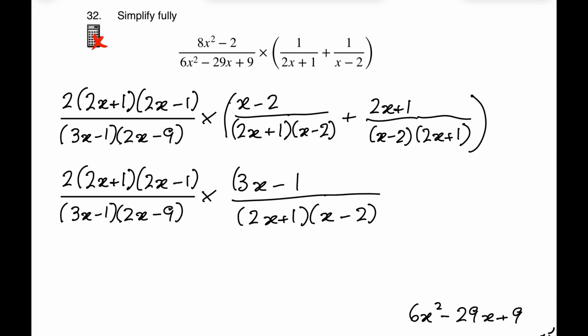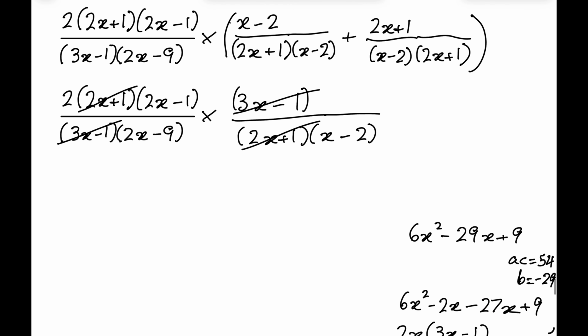Okay. Now, I can straight away start doing some cancelling, yeah? First of all, I have a 2x plus 1 on my numerator here, and I'm multiplying by a 2x plus 1 on my denominator, so they can cancel. Then I have 3x minus 1 on the top here, and again on my denominator there, so I can cancel those. So, in all then, I'm going to end up with 2 times 2x minus 1 over 2x minus 9, x minus 2.